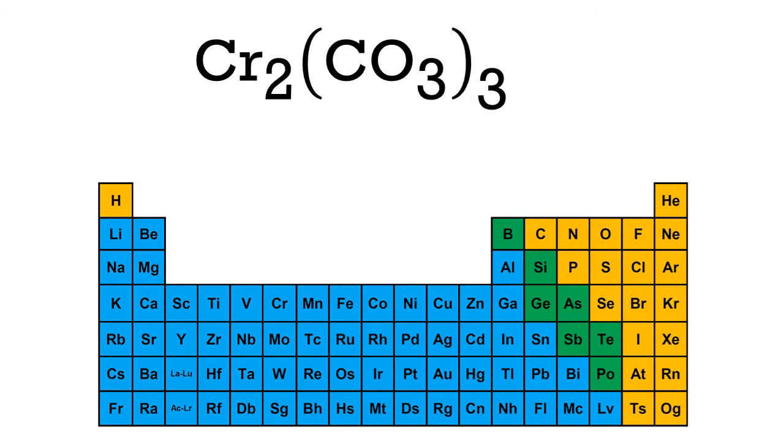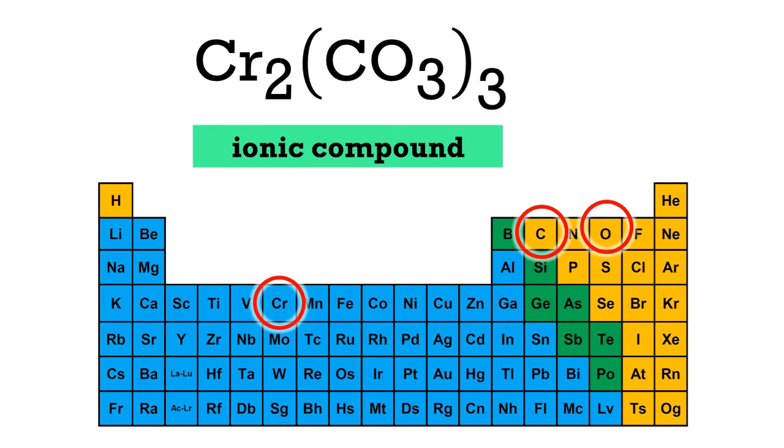Cr2(CO3)3, or chromium(III) carbonate. We have three elements here: chromium (Cr), carbon, and oxygen. We already know that carbon and oxygen are nonmetals. Chromium is located to the left side of the metalloids, so it's a metal. We have a metal here and two nonmetals. Therefore, this compound is ionic.